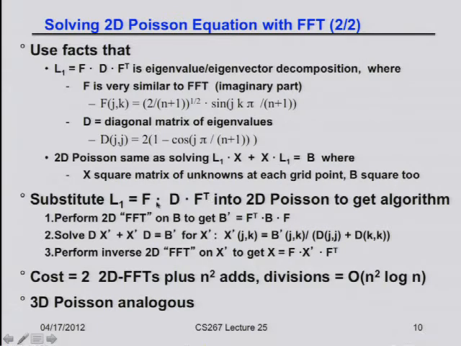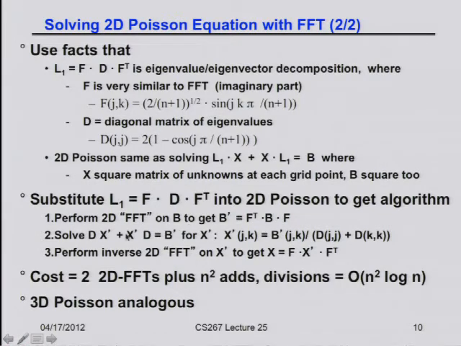So here's the idea. I'm going to take L1 and substitute it into this equation. I'm going to use the fact that L1 has this eigenvalue decomposition. And that's going to make this system of linear equations diagonal. I know how to solve a diagonal system of equations. That's not hard. So here's how it works. I'm going to take my right-hand side b and do the 2D FFT on it. So I'm going to do the FFT on all the columns and all the rows. Both of these are really fast.